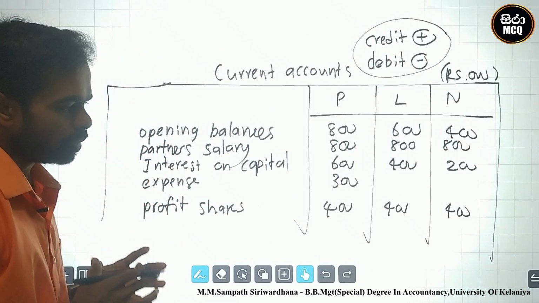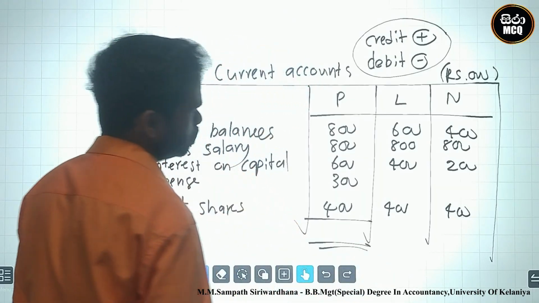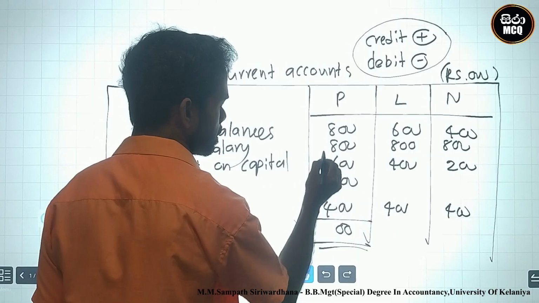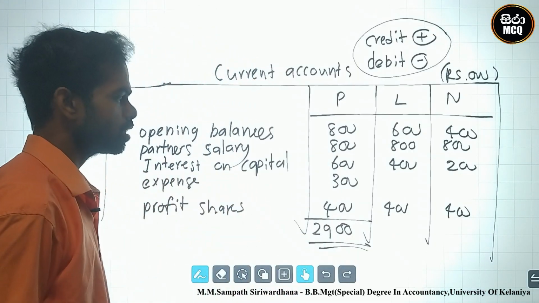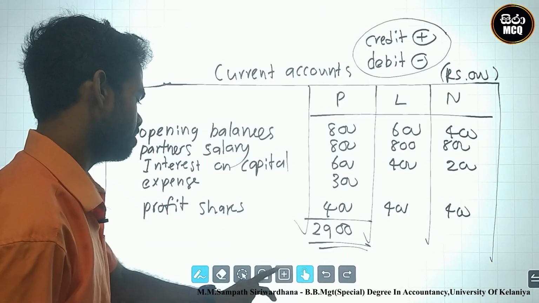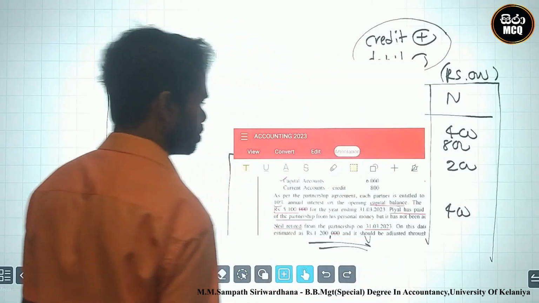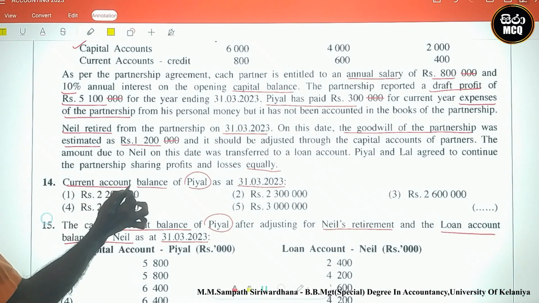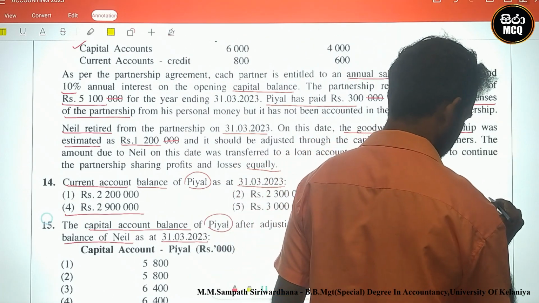Their requirement is PL's current account balance. We can get PL's current account balance easily. Current account balance of PL was 2900. This is the answer. Current account balance of PL on 31st March 2023 is 2900. Answer is for question 14.